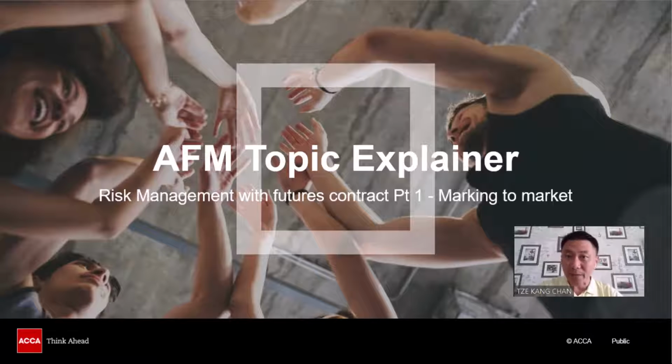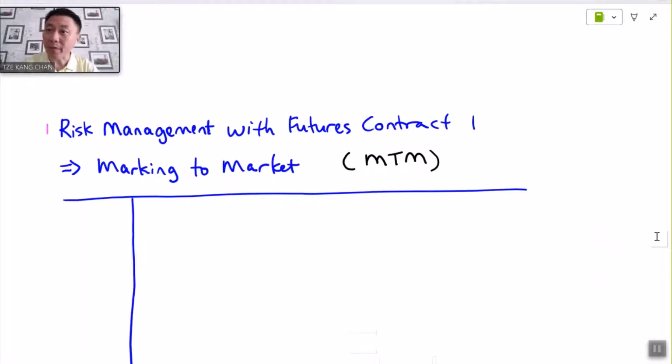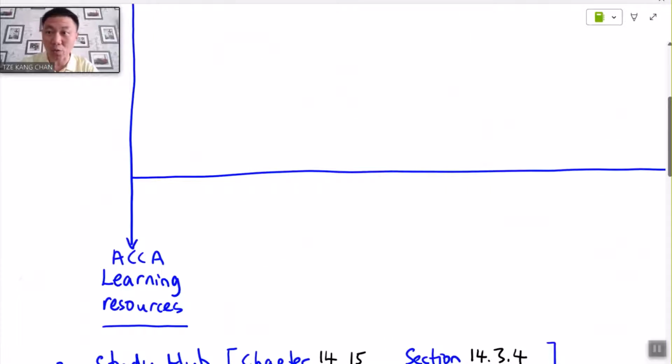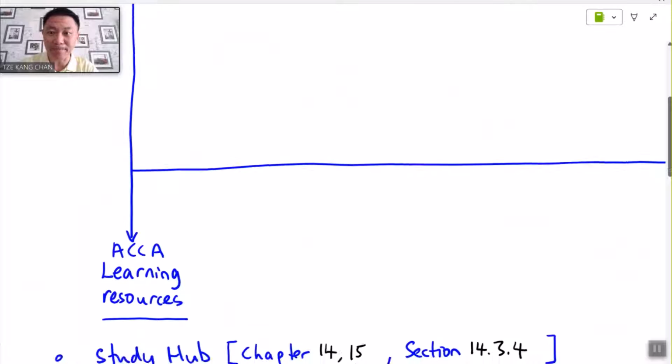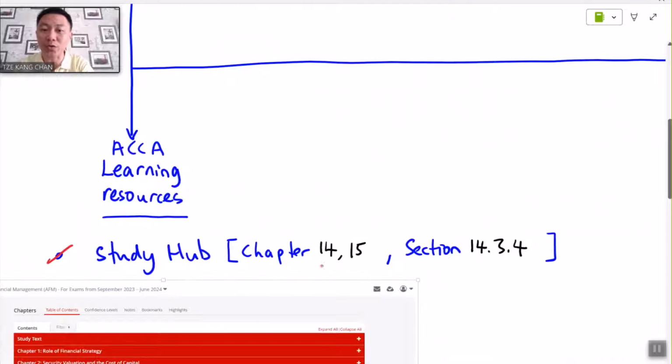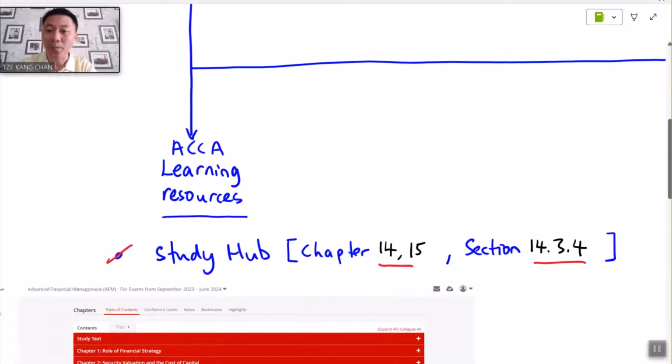In this topic explainer, I will talk about risk management with futures contract part 1, marking to market. In this part of the video, marking to market, in short, MTM, will be made. Refer to the following ACCA learning resources for your further understanding. First and foremost, in the study hub, you may refer to chapter 14 and 15, in particular section 14.3.4.